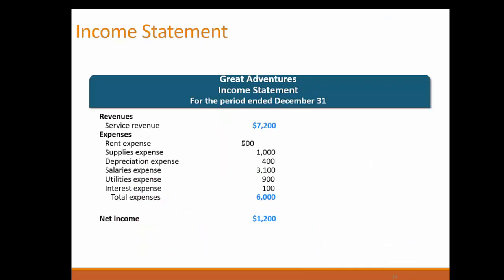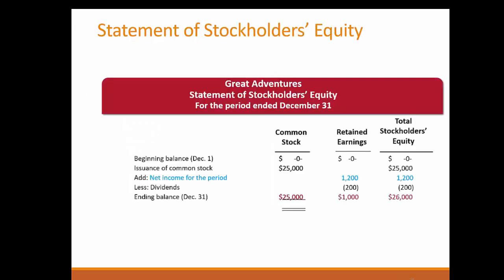All right, this is an example of what the income statement is going to look like. Here's my service revenue, here's my rent expense, and those are my total expenses. This would be my net income, which is simply my revenue less my expenses. Okay, so there is my net income, and then I have my stockholders' equity.